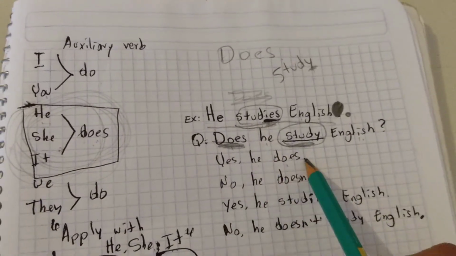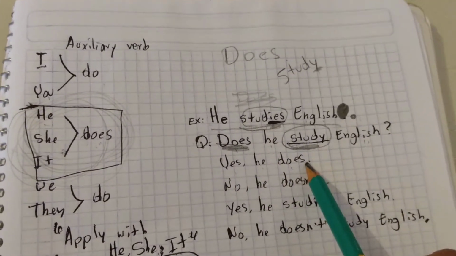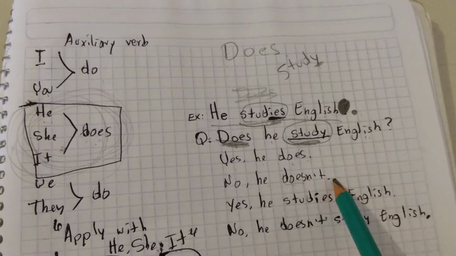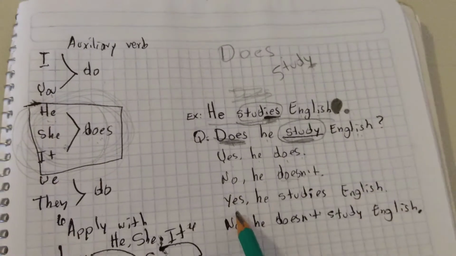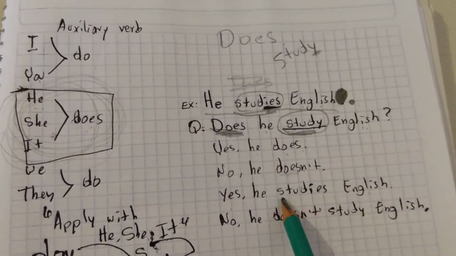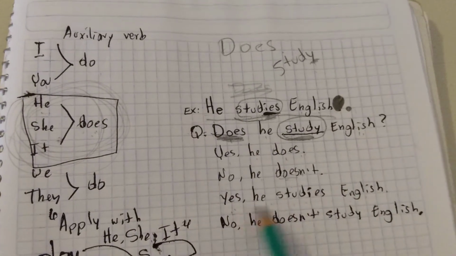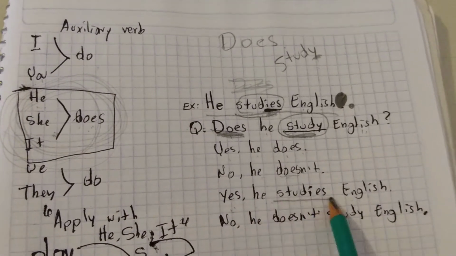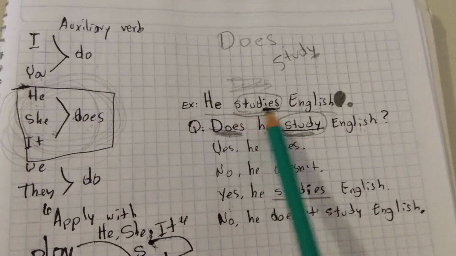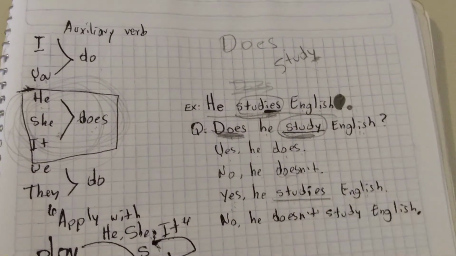Yes, he does. There is your auxiliary, but it's a short form. No, he doesn't. There's your auxiliary, but it's a short form. Yes, he studies English. There is no does here. There's no auxiliary verb, so the verb has to be conjugated as in your first sentence. Okay. Yes, he studies English.